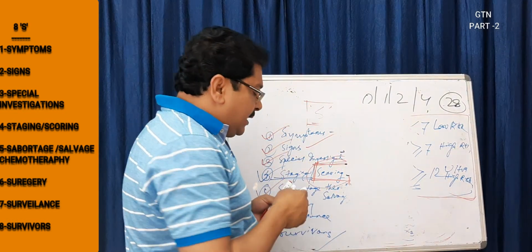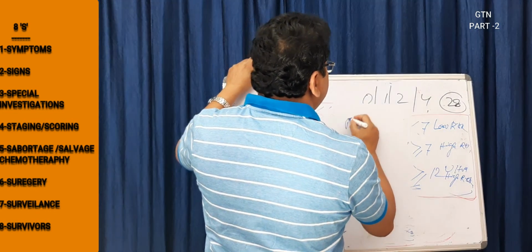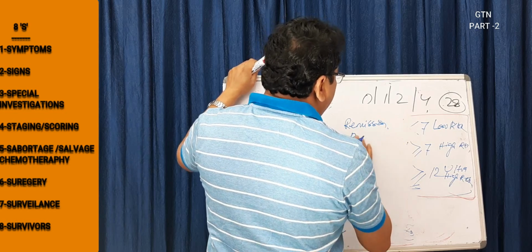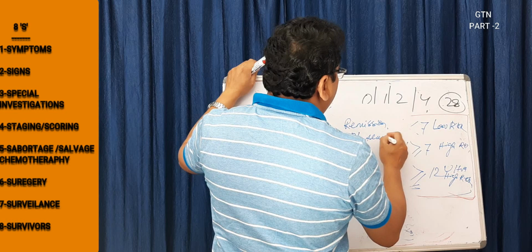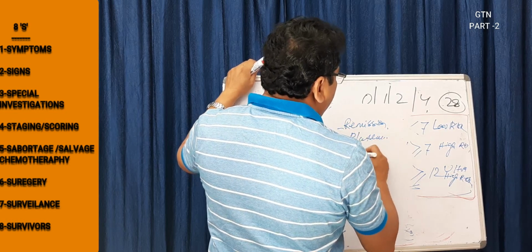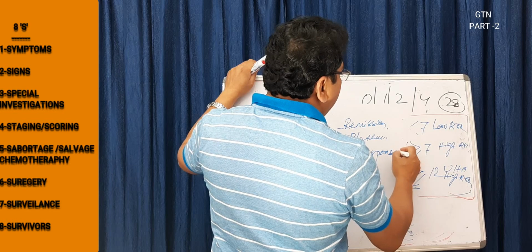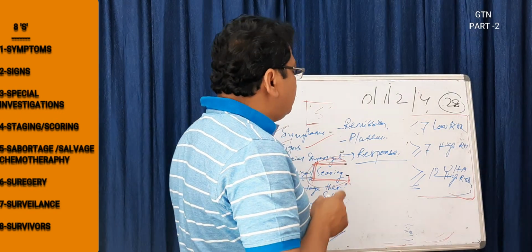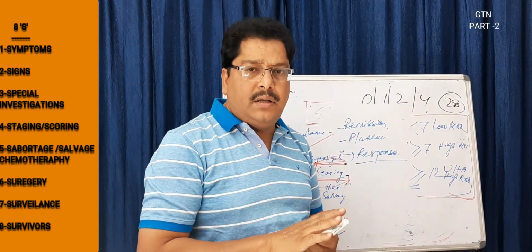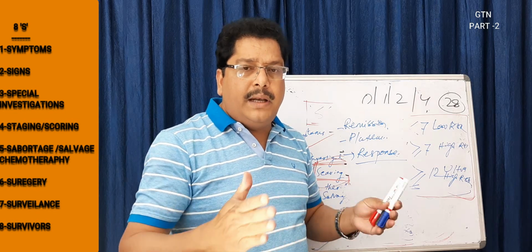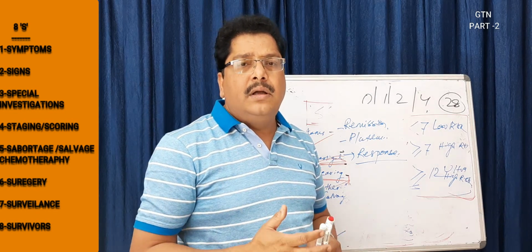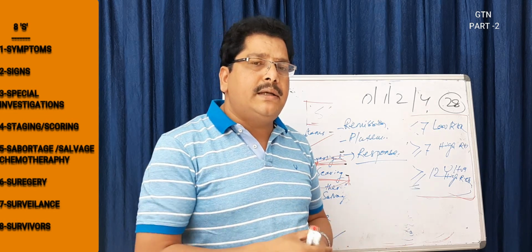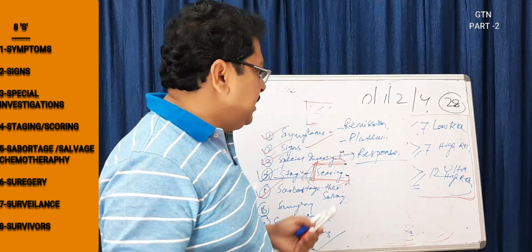And during the time of chemotherapy, there is something called remission, or plateau, or we are happy that a response is there, or not. Remission: if there is a normal HCG level for around 3 or 4 recordings in a span of 3 weeks, then we will say that there is remission of the PTN.